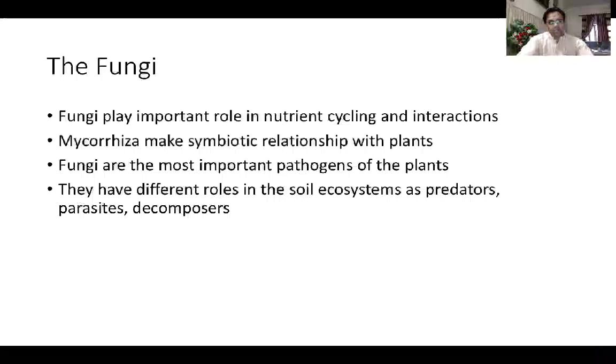As I already discussed, their role as a decomposer, because they are very important decomposers of wood and organic matter, of course. Then they are predators of smaller organisms. We will be discussing this in coming slides.